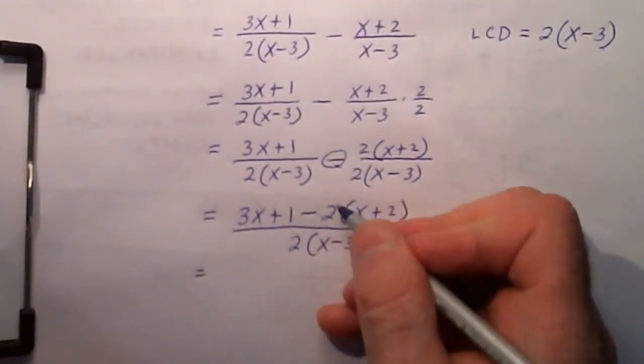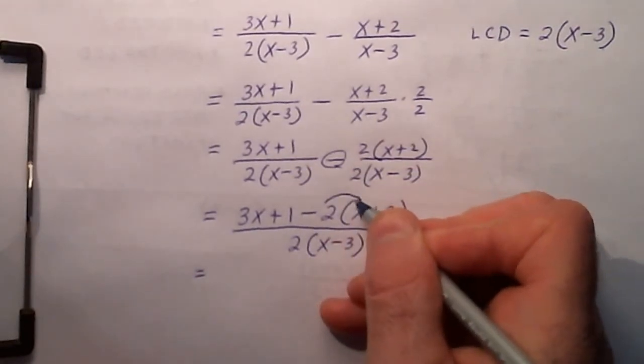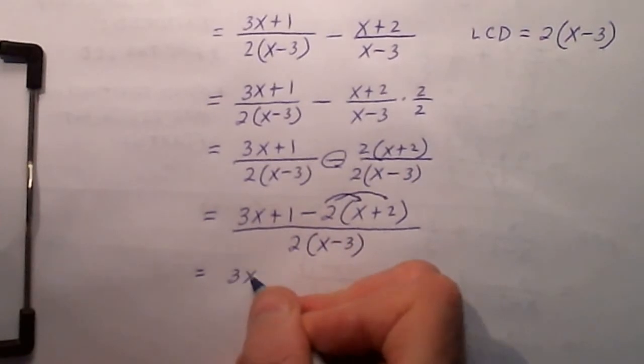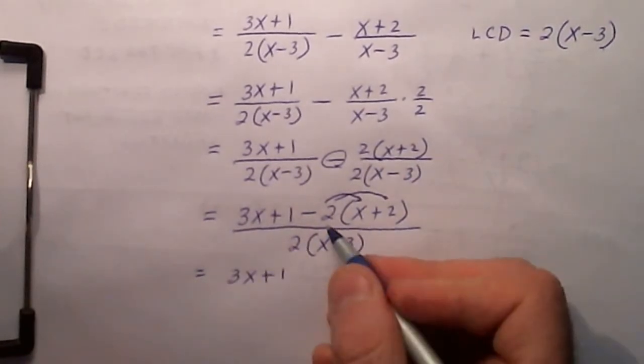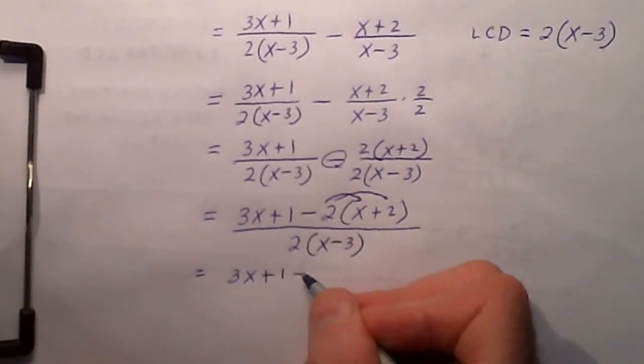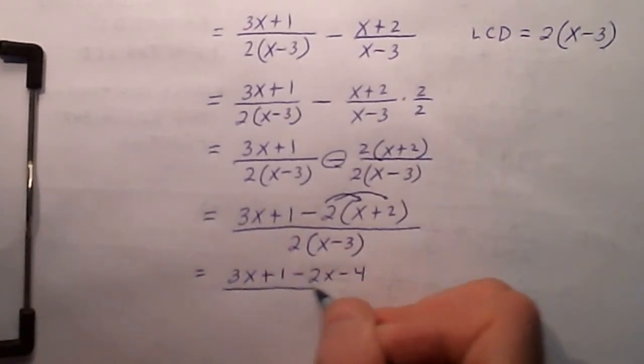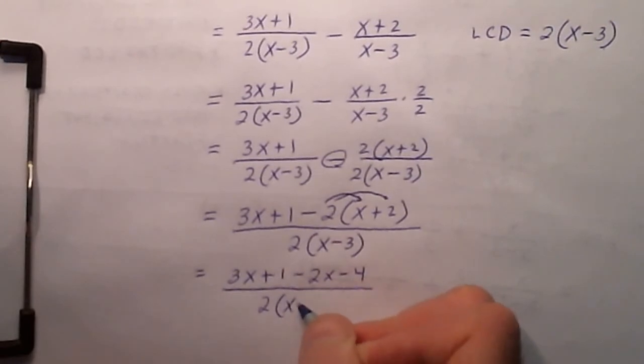Further simplifying the numerator, we're going to have to use our distributive property and take the factor of negative 2 into both terms inside the parentheses. Hence, we're going to have 3x plus 1, negative 2 multiplied by x is minus 2x, negative 2 multiplied by 2 is a minus 4. And all this sits over our least common denominator.